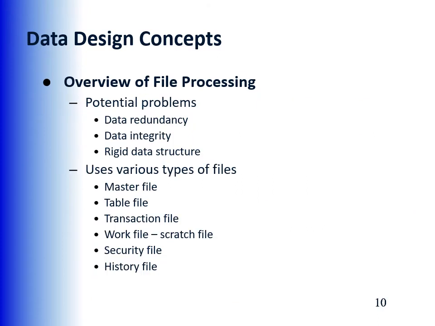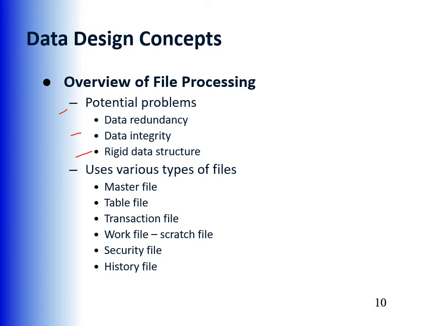Three potential problems exist in file processing environments. The first problem is data redundancy, which means that two or more copies of data are stored in several places. The second one is data integrity problems. It occurs if updates are not applied in every file, meaning that changing the data in only one of the systems will cause inconsistent data and result in incorrect information in the second system. The third one is rigid data structure.